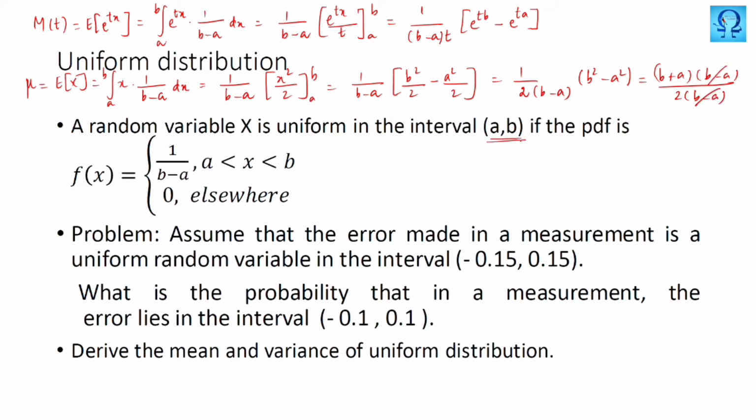Remember, whenever we talk about some open interval, this a and b are different quantities. So this is some positive quantity. So this cancellation is valid. So the mean is b plus a upon 2.